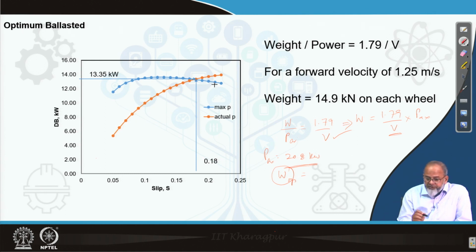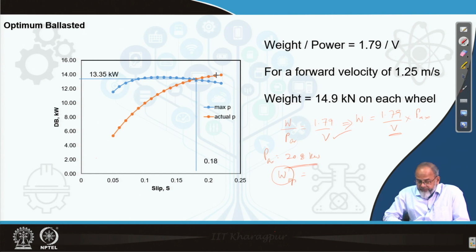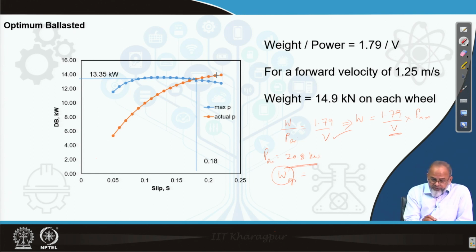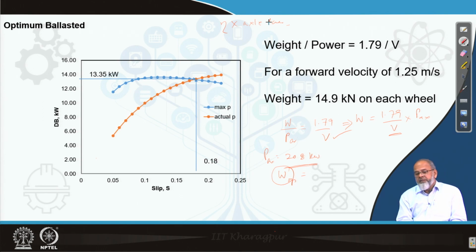The blue line gives you the maximum power and this orange line gives you the actual power which is delivered by the tractor. So, to get this blue line, what we have to do is the tractive efficiency has to be multiplied with axial power. That is it.